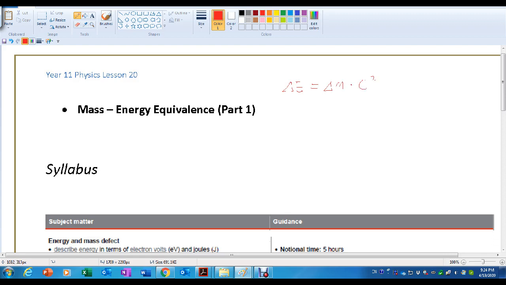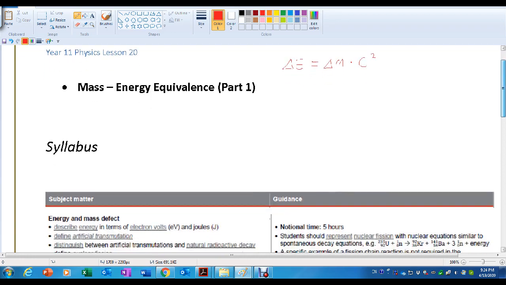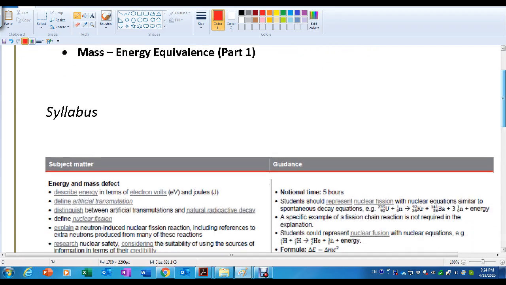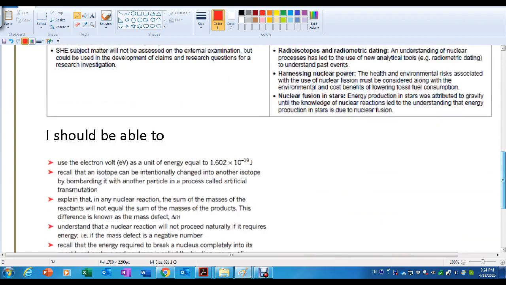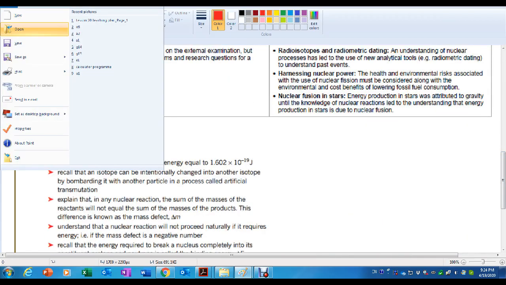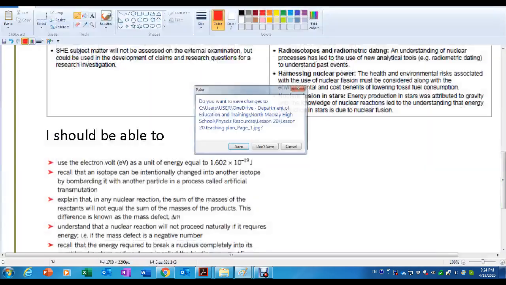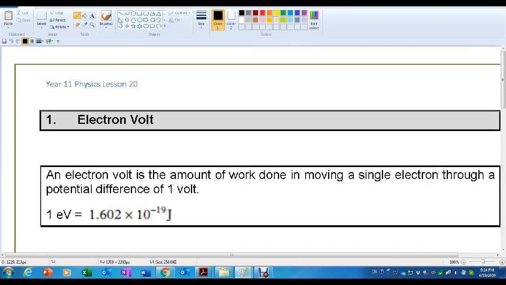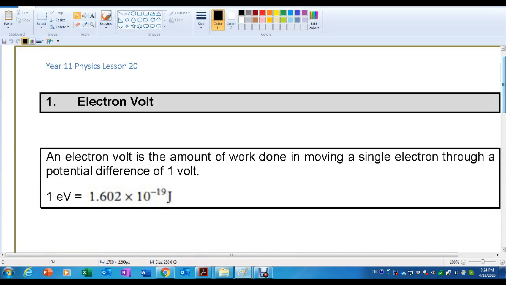Have you ever seen that before? Right, so we're going to introduce this formula today. Alright, so here's the notes. Before we go to that famous formula, first we need to introduce a unit which is called electron volts.